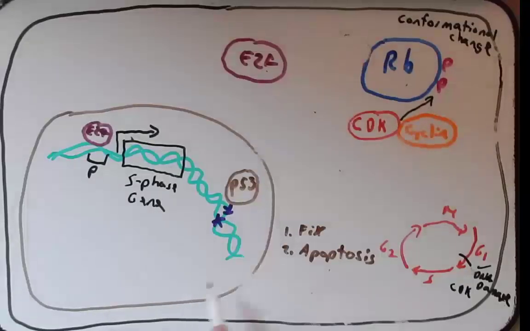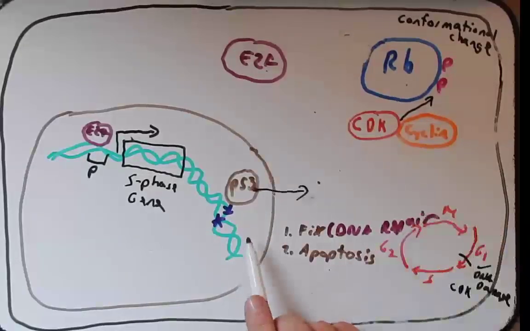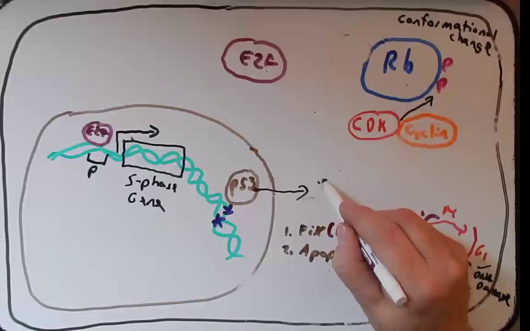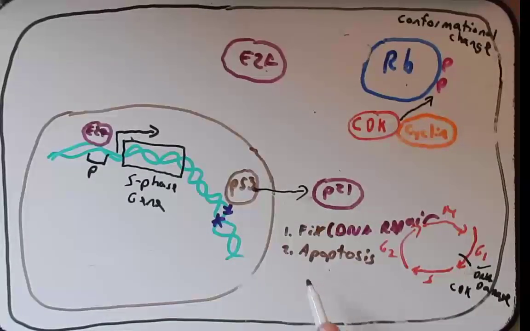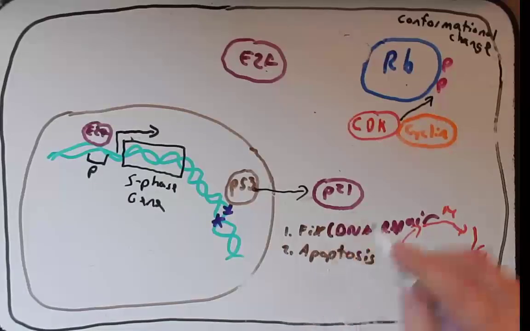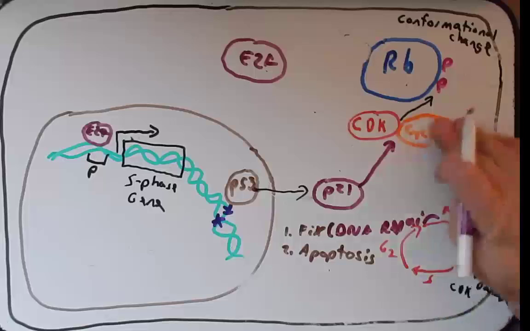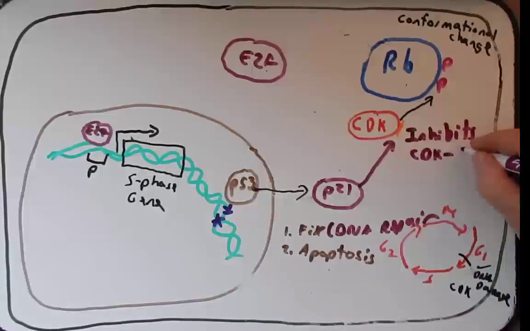If P53 initiates the fixing pathway, the DNA repair pathway, in fact, let's call it specifically that, DNA repair. So if P53 initiates DNA repair, it will first do so by activating a protein called P21. If P21 is activated, what P21 will do is that it will inhibit cyclin-dependent kinases, and it will prevent cyclin from binding. So it inhibits CDK binding with cyclin.